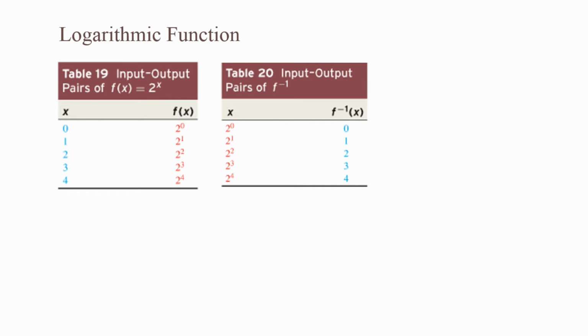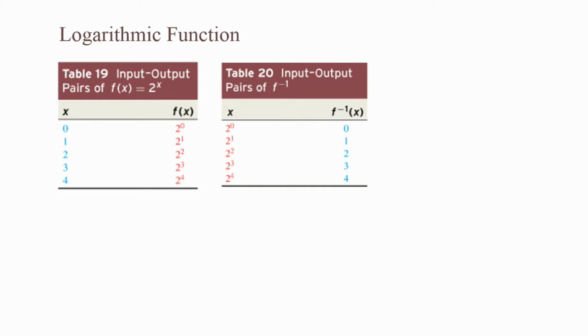If I were to find the inverse of that function, then my x would be the answer for 2 to the 0, and my output would be 0. My x would be 2 to the first power, which is 2, and my output would be 1. My input would be 2 to the second power, which is 4, and my output would be 2. My input would be 2 to the third power, or 8, and my output would be 3. My input would be 2 to the fourth power, which is 16, and my output would be 4.